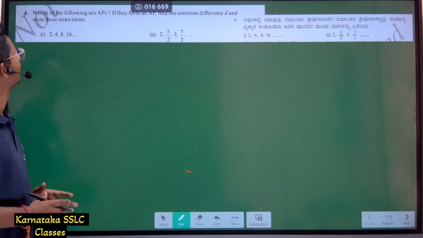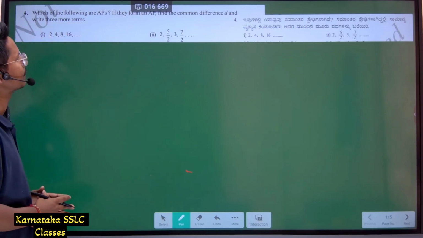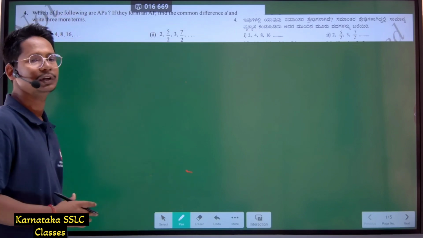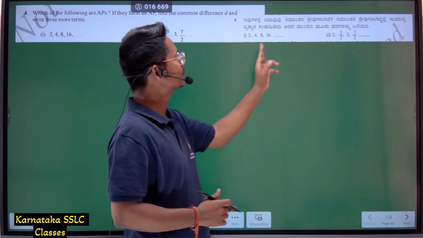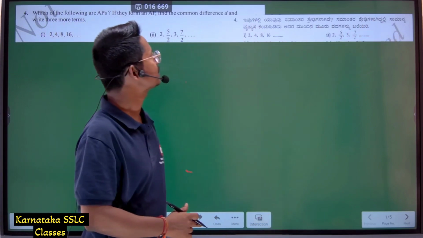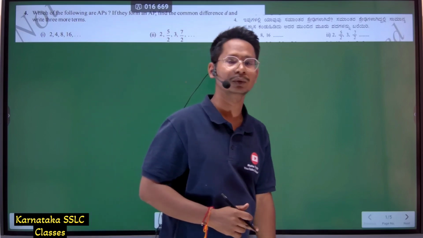Okay, see here, which of the following are APs? If they form an AP, find the common difference D and write three more terms. Which of these are arithmetic progressions? If they are arithmetic progressions, find the common difference and write the next three terms.